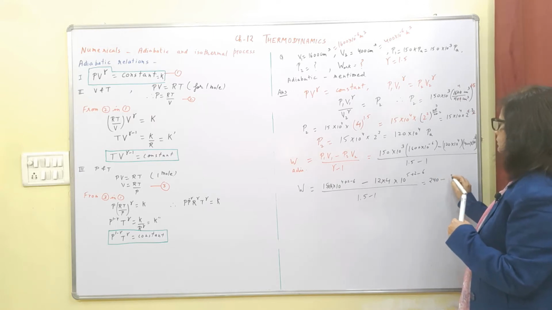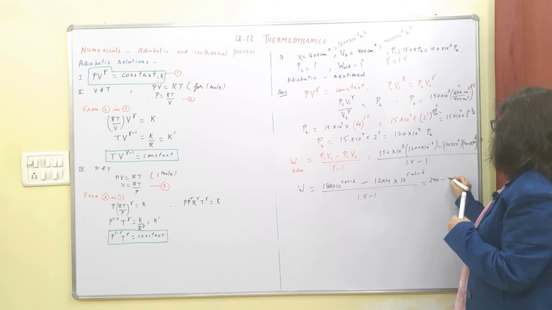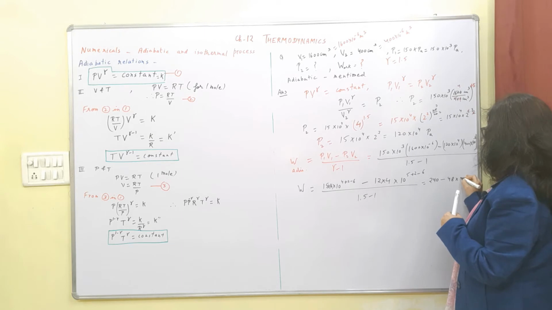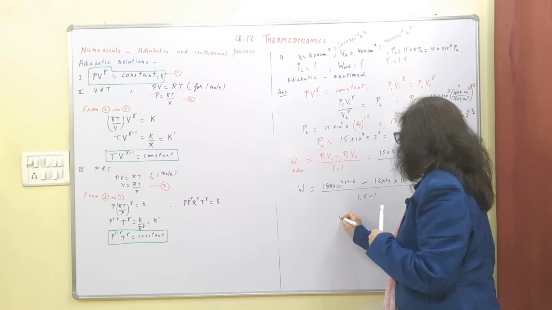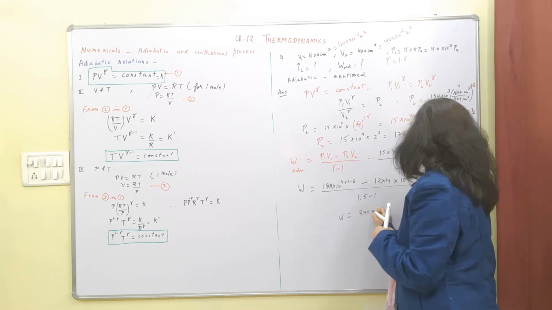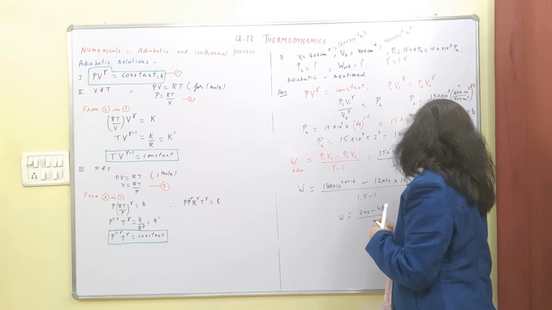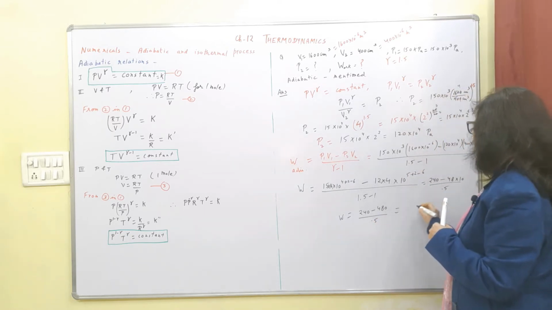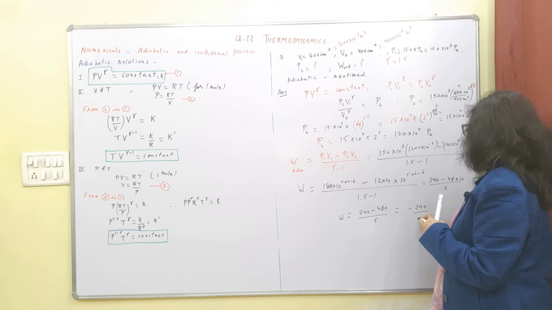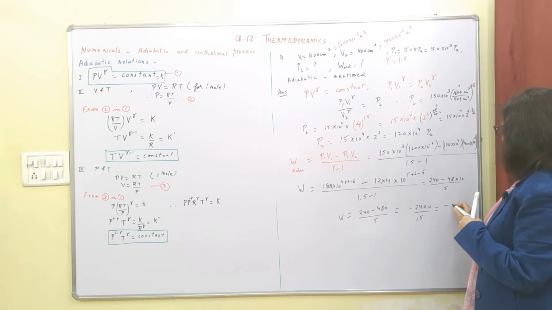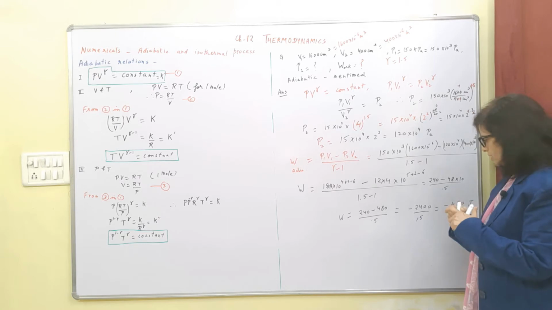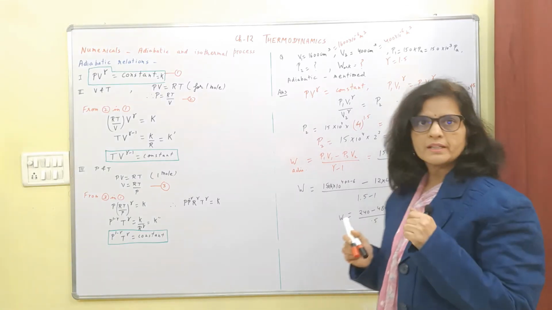minus 48 into 10 to the power 7 minus 6 is 1, that is this is 0.5. So W comes out to be 240 minus 480 upon 0.5. So this is minus 240 upon 0.5, so minus 5 4s are 20, 5 8s are 40 and 0. This is in joules. So our work done comes out to be 480 joules.